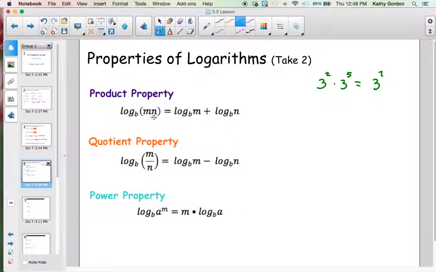Right? So that's the connection that's happening here. I'm trying to take m times n. I'm multiplying things together. But because logarithms is really about what's happening with the exponents, what I can do is just add the logs of each factor because it's like adding the exponents when we're in exponential form.